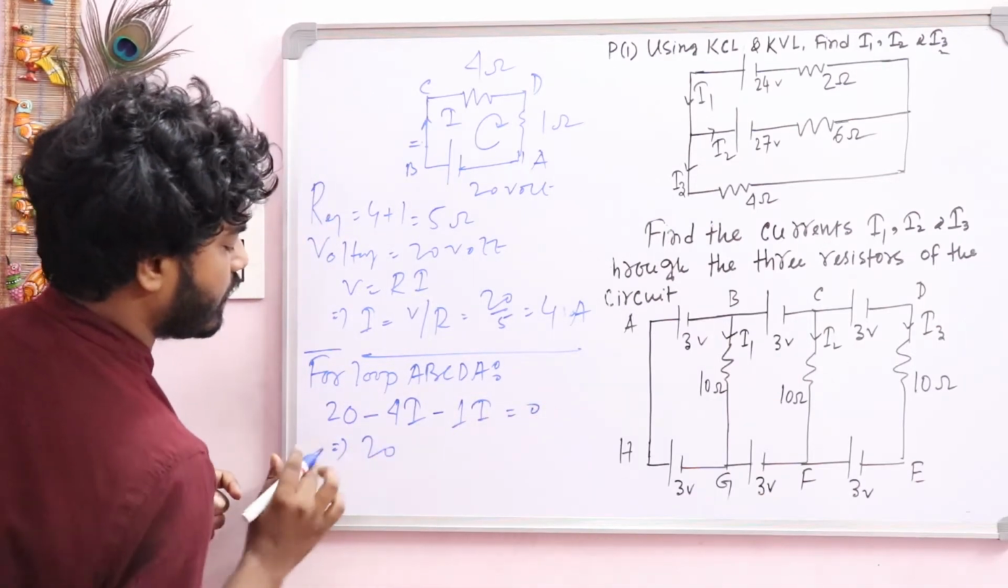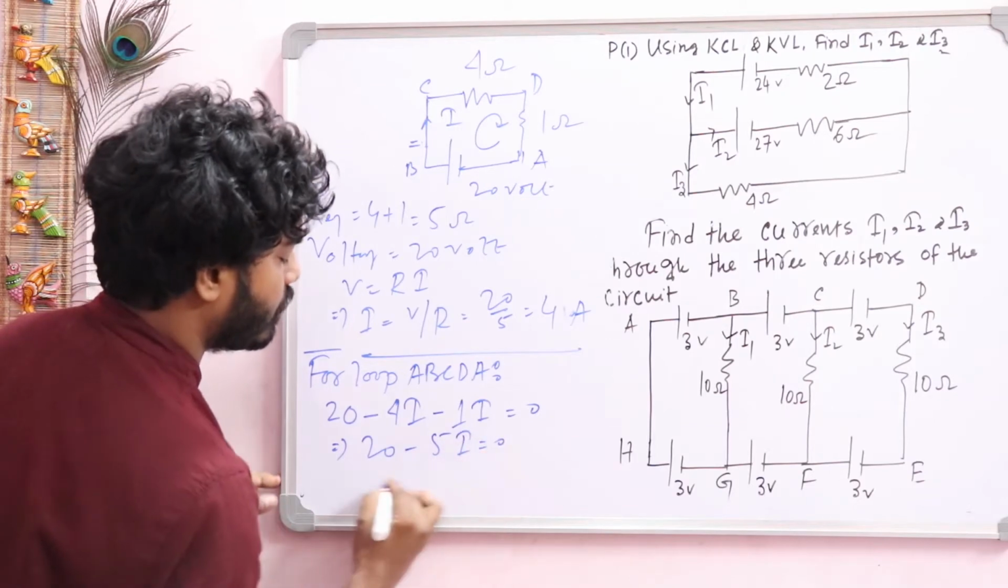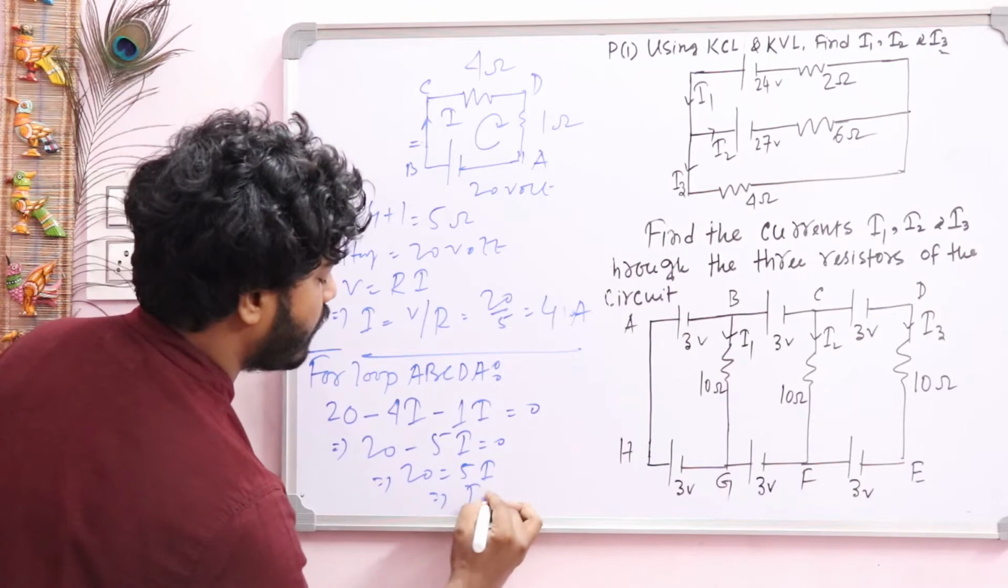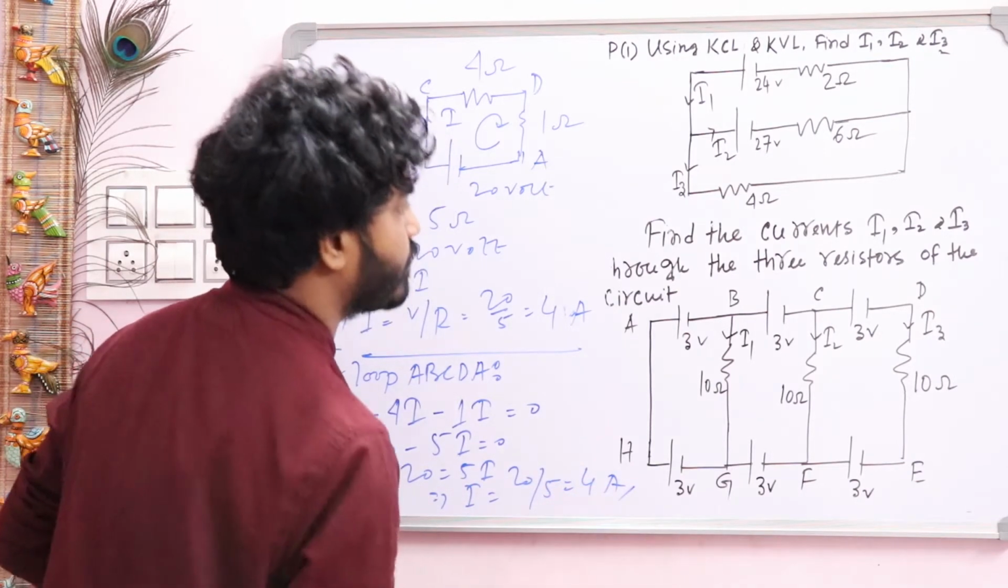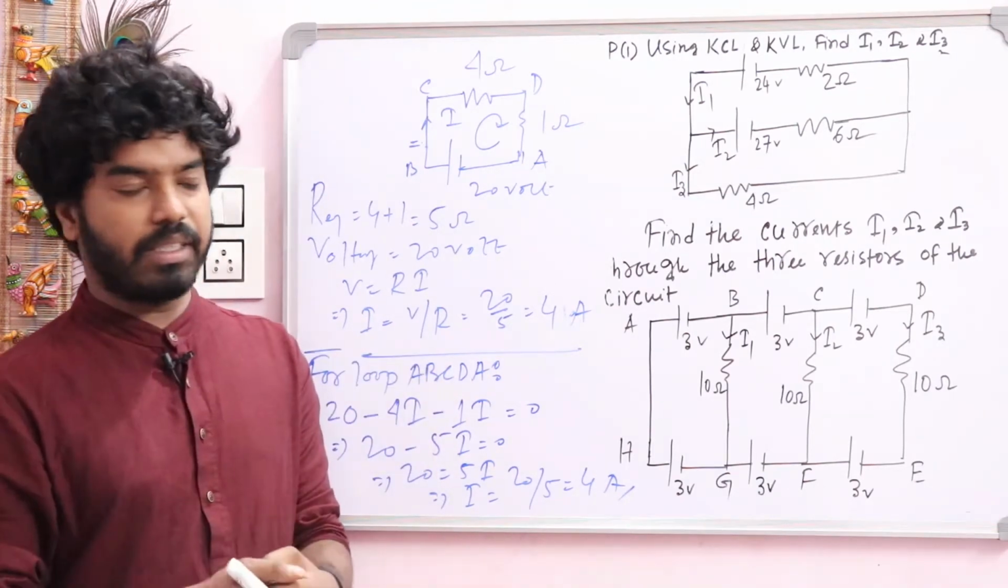So easily you can say 20 minus 4I minus I, that is 5I, is equal to 0. So 20 is equal to 5I. So from here I will be 20 divided by 5, that is 4 ampere. Okay, so this is our basic form, basic equation.